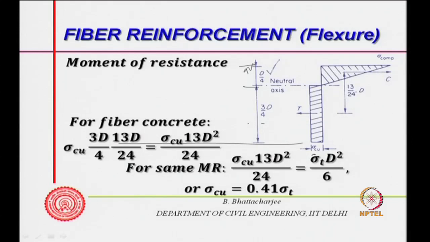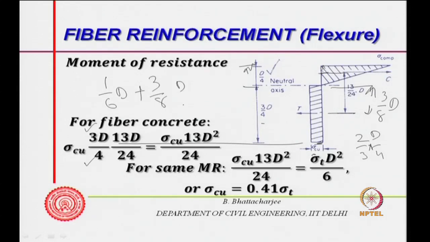So, this is 3/4 d. If it is 3/4 d, this is sigma c u into 3/4 d, that is what I am doing. And how much is this distance? This distance is 3 by 8 d, and this distance is in a triangle, the center point of the triangle. So, this was my 1/3 d, this is 2/3 d by 4. So, if I add this up, 1 by 6 d plus 3 by 8 d. So, this will be 24, and 6 fours are 24, 8 threes are 24.